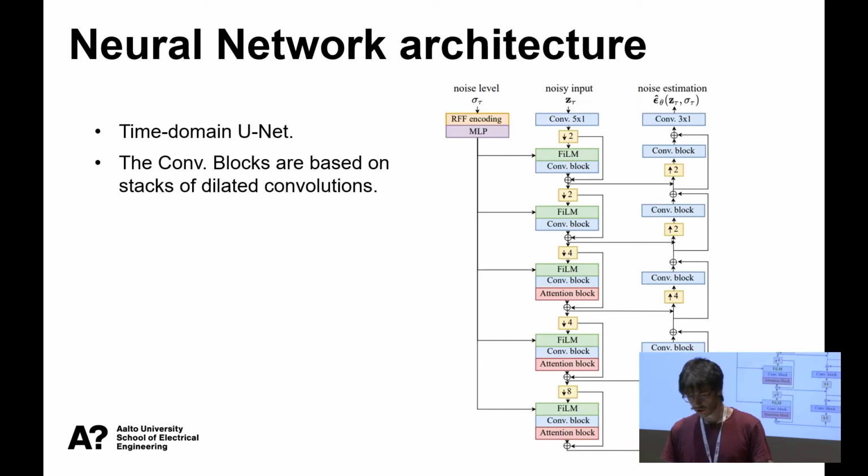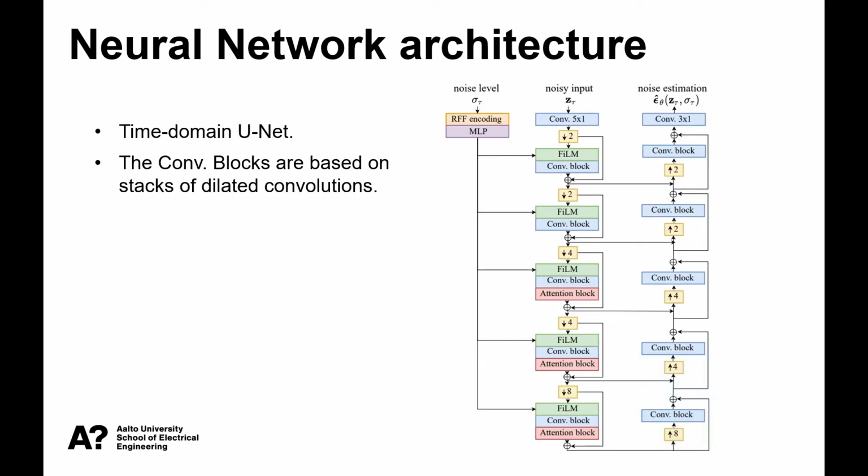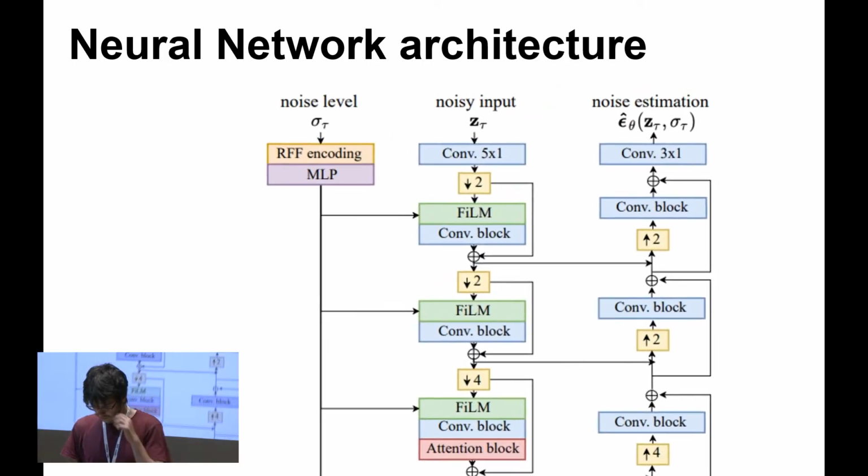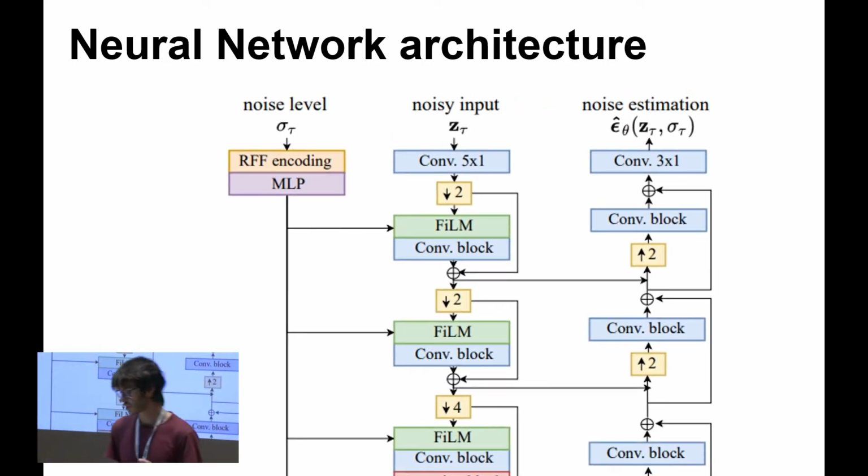For this neural network we use a time domain UNet, using convolutional blocks based on stacks of dilated convolutions. It's quite common to use this. And then the noise level is embedded with a random Fourier features encoding, which conditions the neural network using these FiLM layers. These FiLM layers are just modulations.